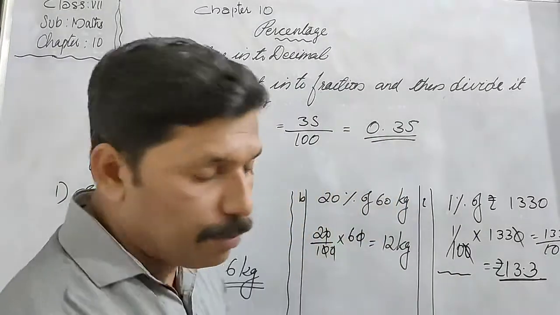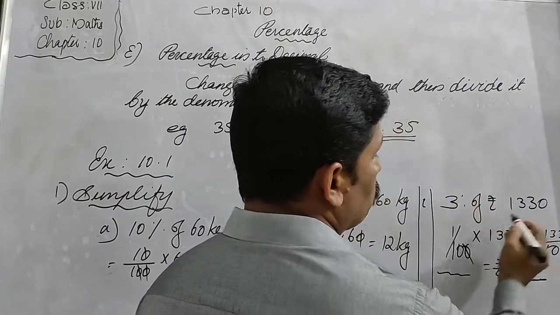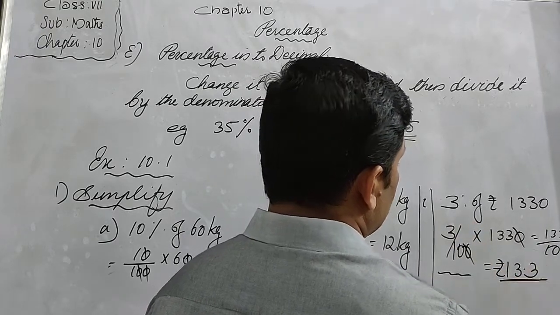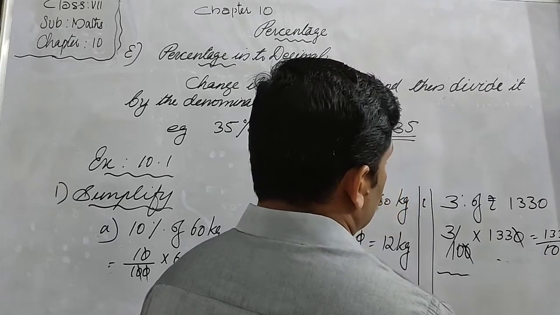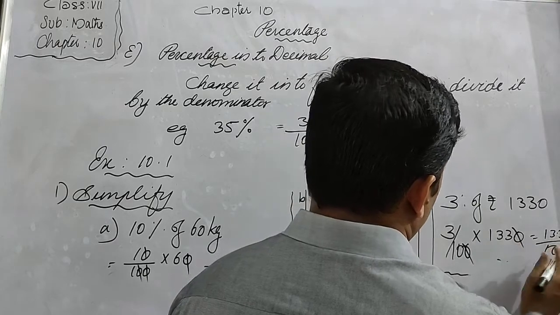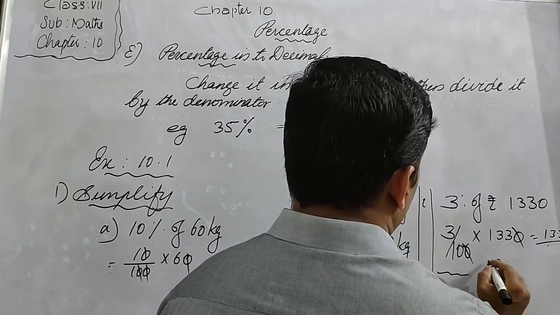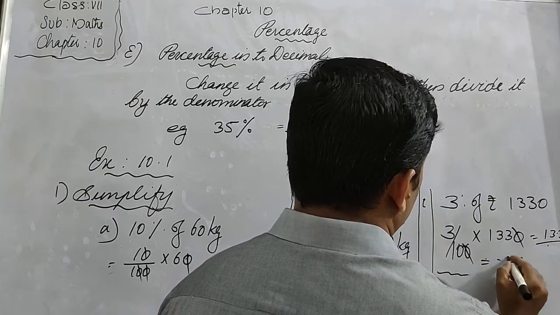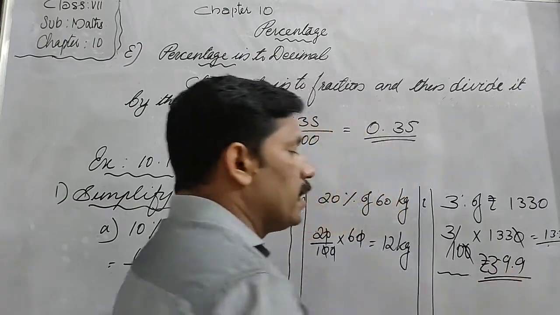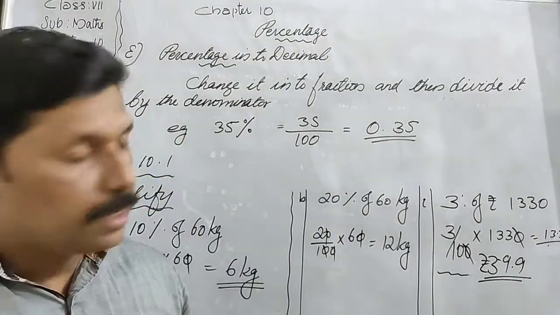Now next, 3 percentage of the same question. If I change this here to 3 percentage, 3 percentage of 1,330. So here 3 percentage we have to calculate. Then the zeros will be cut, and 13.3 into 3. 3 threes are 9, 3 threes are 9, and 3 ones are 3. That means 39.9 rupees. 3 percentage of 1,330 is equal to 39.9 rupees.